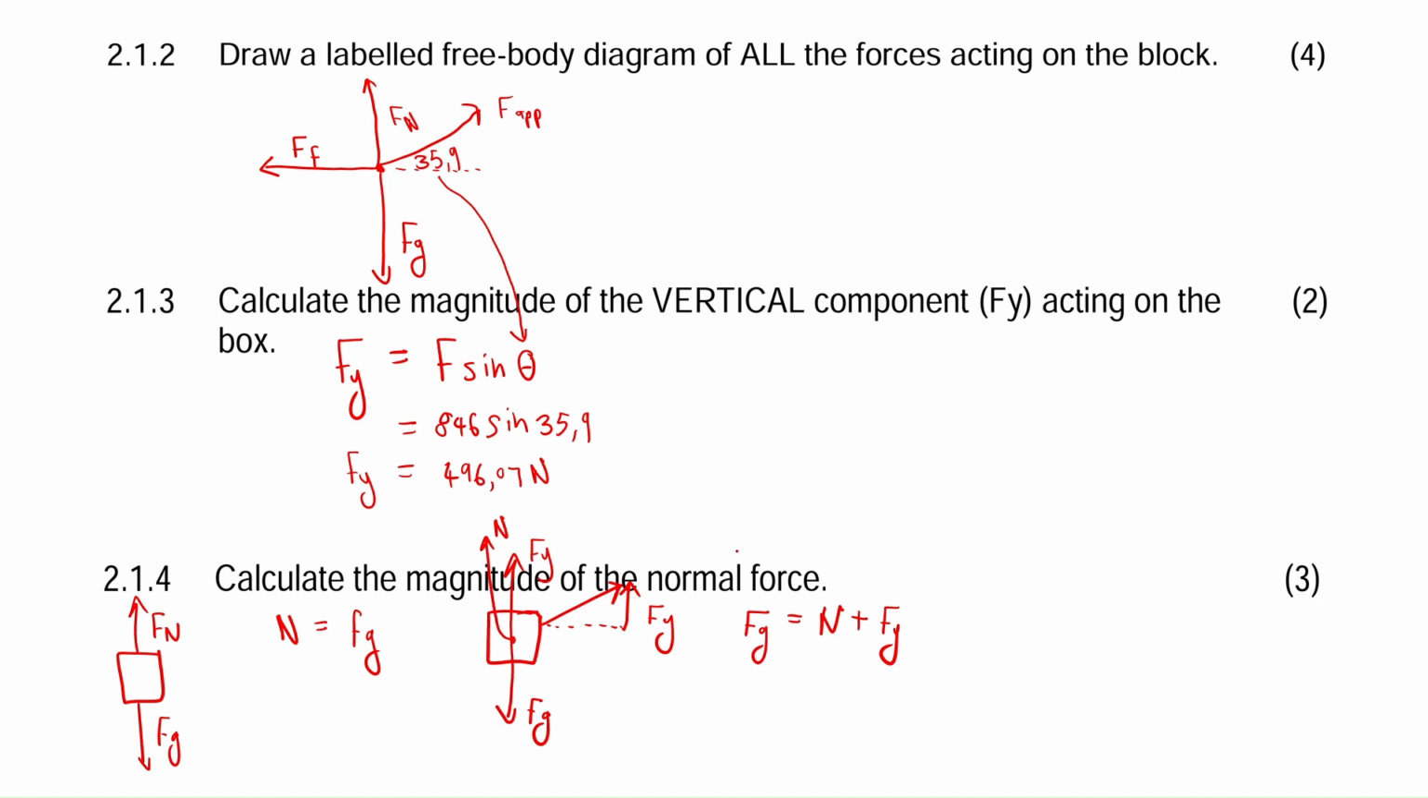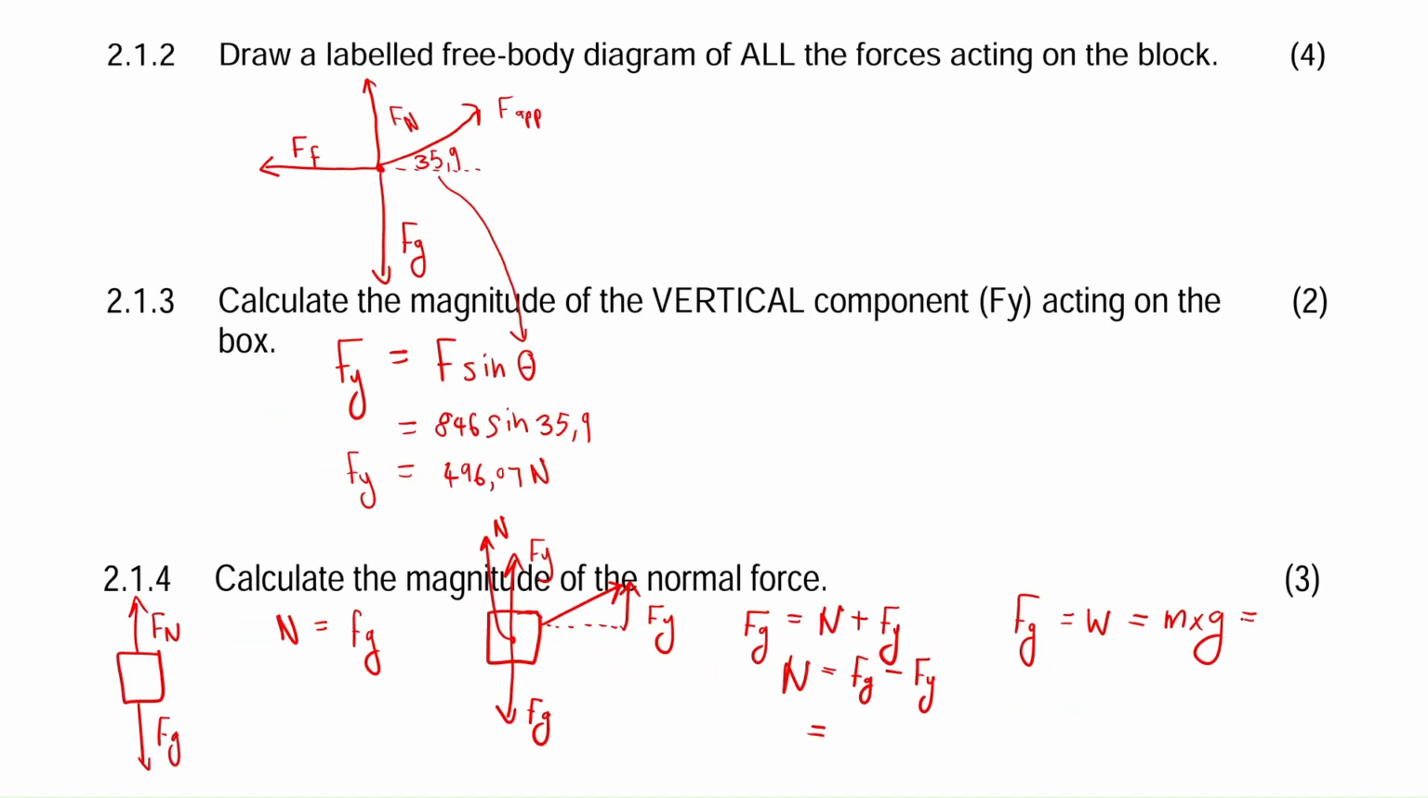So if we want to calculate the magnitude of the normal force, we are going to say, well, the normal, and we take the Fy over, is equal to the force of gravity minus the vertical component. Well, what is the force of gravity? Gravity is equal to weight. And what is weight? Weight is equal to mass multiplied by gravity. But what is the mass of the specific block?